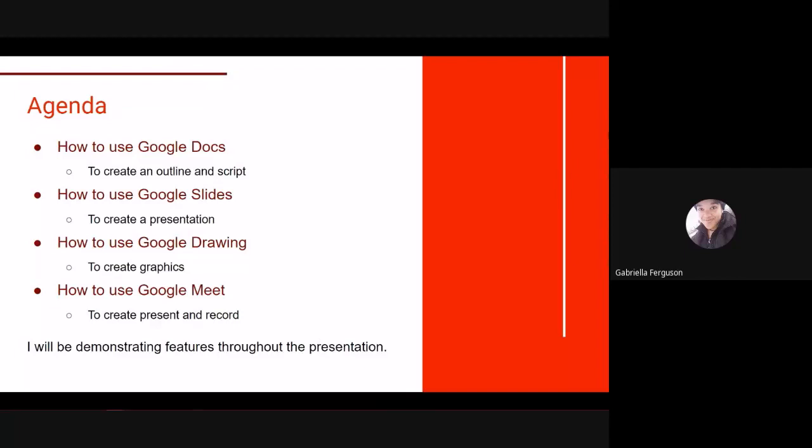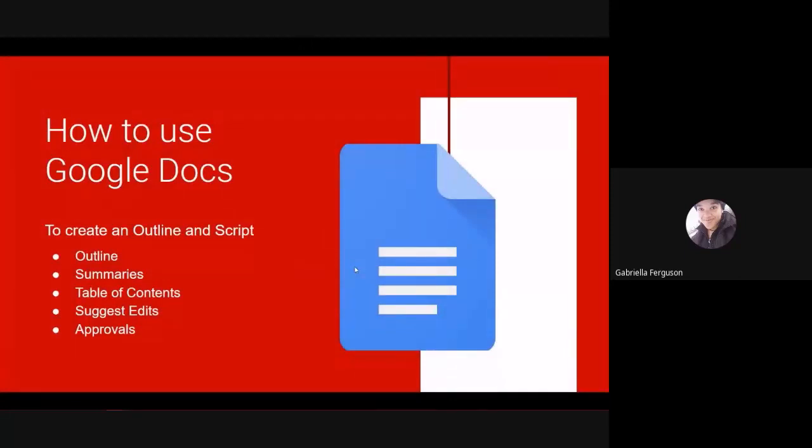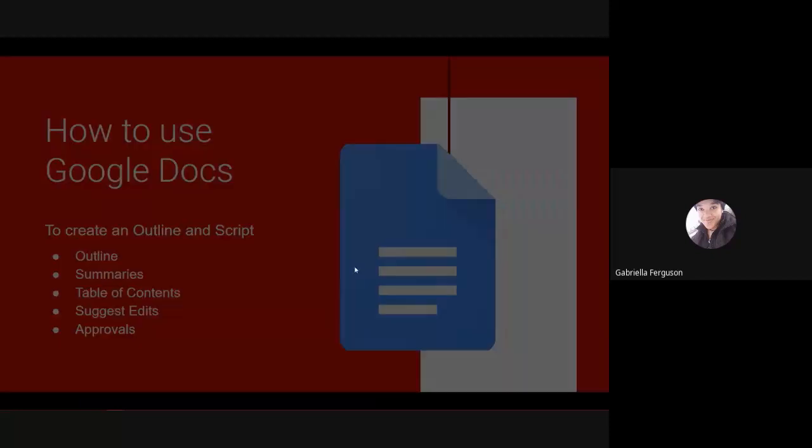Perfect. So like I said, we're going to start with how to use Google Docs. In this section of the presentation, we'll be talking about how to create an outline and a script by using features like Google Docs outlines, summaries, table of contents, suggest edits, as well as approval. So we're going to cover all of these features here.